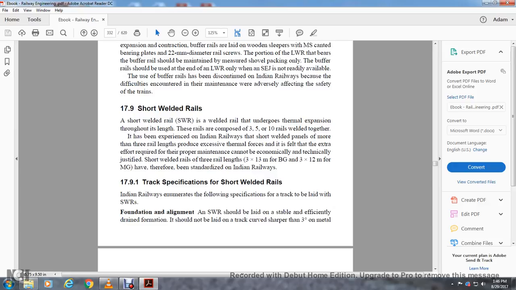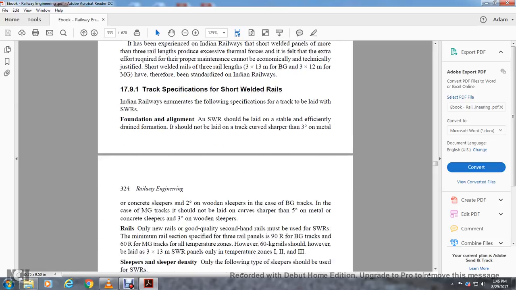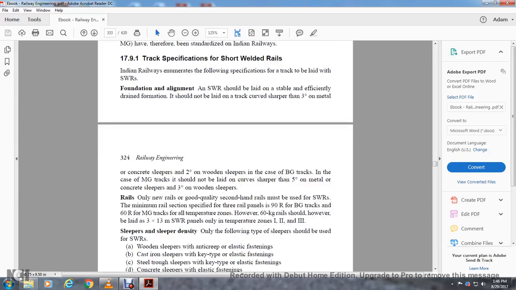17.9.1 Track specification for short welded rails. Indian rails enumerate the following specifications for track to be welded as short welded rails. Foundation and alignment: short welded rails should be laid on a stable, efficiently drained formation and should not be laid on a curve sharper than 3 degrees on metal or concrete sleepers, or 2 degrees on wooden sleepers, in the case of broad gauge track. In the case of meter gauge track, it should not be laid on a curve sharper than 5 degrees on metal or concrete sleepers and 3 degrees on wooden sleepers.